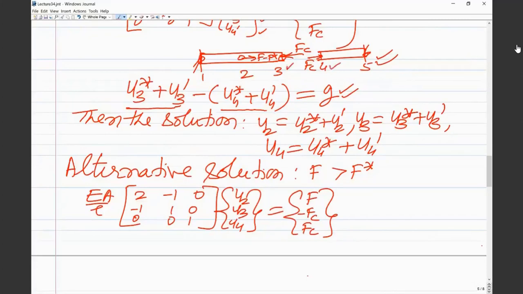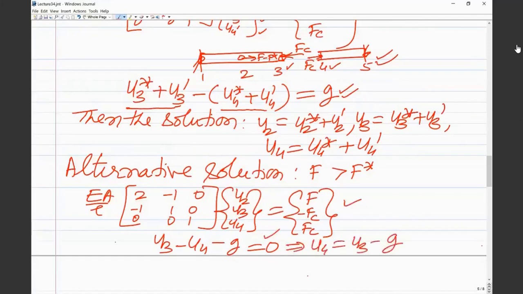Now here F is the total F, as I already said. Of course F is greater than F star, and the other condition is that U3 minus U4 should be equal to G, or U3 minus U4 minus G is equal to 0. So now we have 4 equations and 4 unknowns. Unknowns are U2, U3, U4 and FC, and the equations are these 3 equations and this additional equation. So if you want, you can write U4 is equal to U3 minus G from this equation.